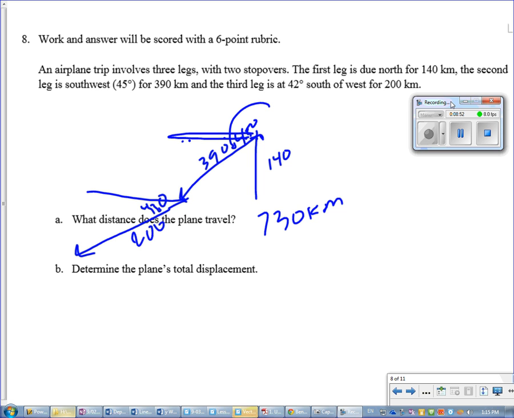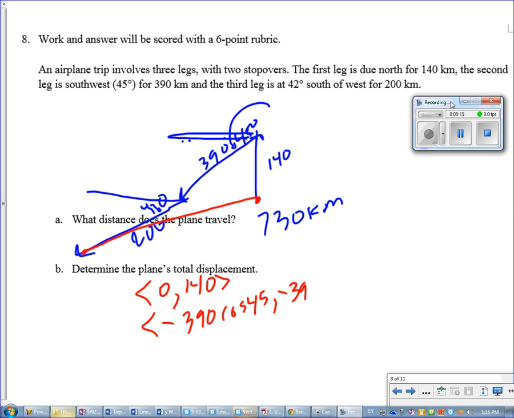The displacement is how far is it from the starting point to the last ending point. So we're just going to add those 3 vectors together. We can only add vectors if we have their x and their y components. So we're going to rewrite them all with x and y components. First vector goes straight up, so 0, 140. Second vector, it goes left and down, so both x and y are negative. Magnitude, cosine of the angle, magnitude, sine of the angle.